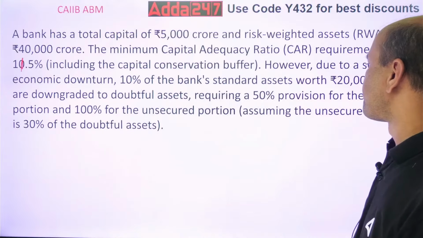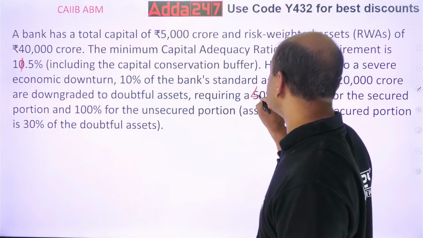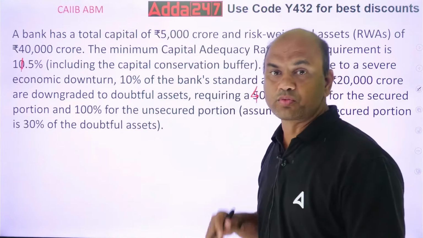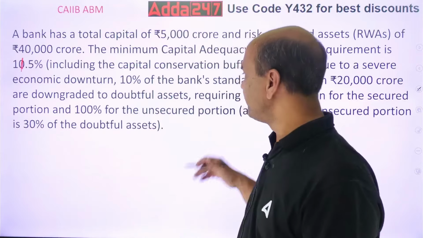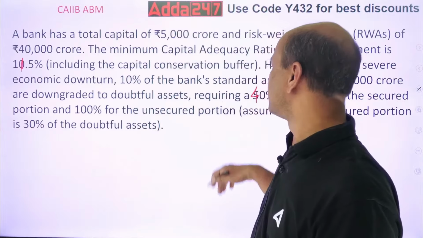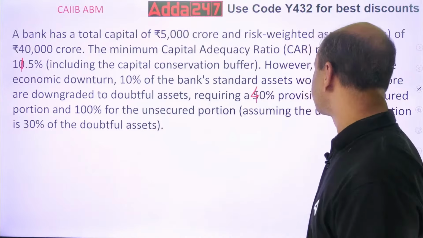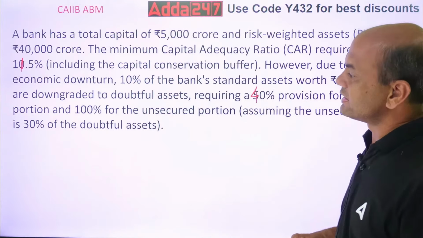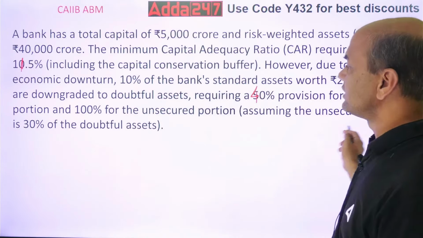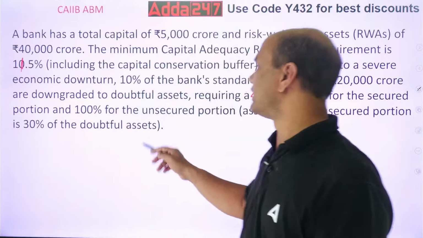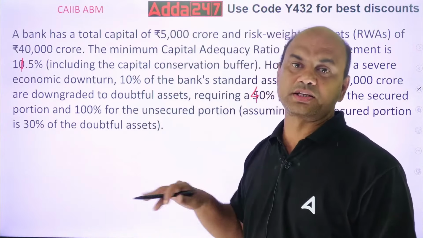Requiring, for doubtful, we'll make this 40%, because we have the provisions of 25 and 40. Doubtful 1 is 25 and doubtful 2 is 40. So let's consider 40% for the secured portion and 100% for the unsecured portion. Assuming the unsecured portion is 30% of the doubtful assets. So of the total doubtful assets, 30% are unsecured.